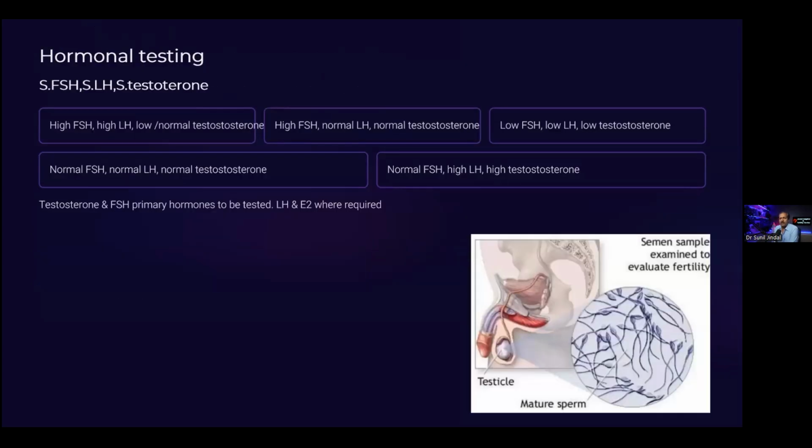So now let me talk about the hormonal testing. So there are three basic hormones which are important. FSH. Just a minute. Is the audio going?